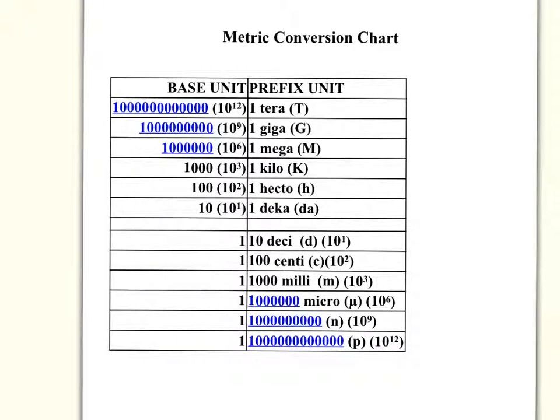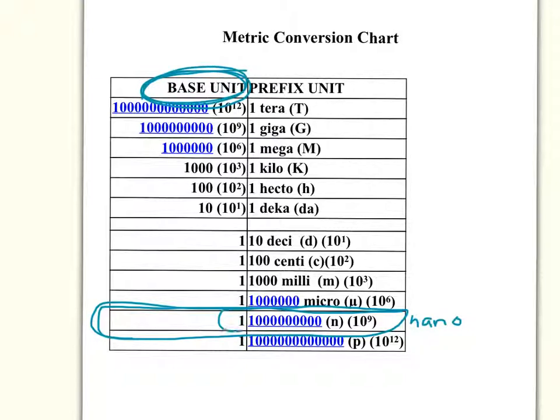Okay, so we are looking at our metric conversion chart now. We are going to refer to the nano row, which is with the little n. If you pay attention to this chart, it says right here, base unit is on the left side. So there's a 1 that is going to go with our base unit. It doesn't matter if it's on the top or the bottom. A 1 is going to go with your base unit.